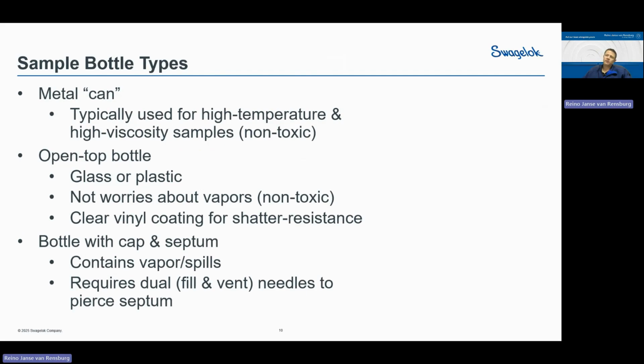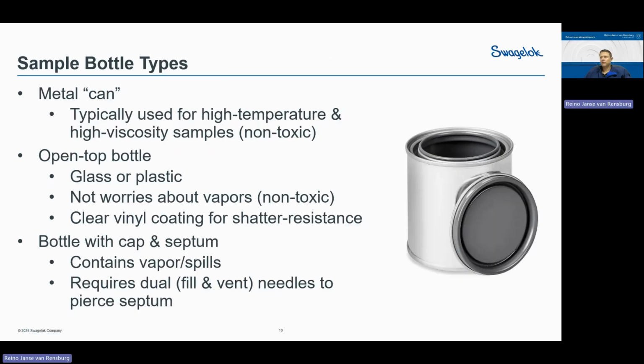Okay, so now next up, if we look at sampling into a bottle, there's a few different options which you can do. So firstly, we can do a metal can. So they're typically used for high temperatures and high viscosity samples. You will see at the end, our last few slides talk about the high viscosity samples, but they work well for high viscosity samples just due to the ease of getting the sample in and out, and also it won't get affected by the higher temperatures.